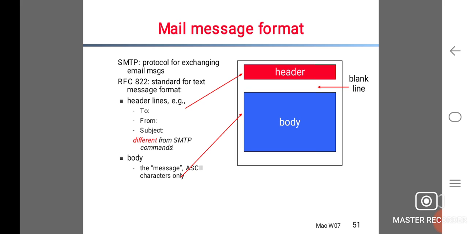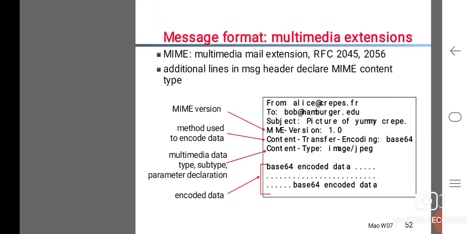Mail message format. SMTP is the protocol for exchanging email messages. RFC 822 is the standard for text message format. Header lines, for example To, From, Subject, are different from SMTP commands. The body is the message, ASCII characters only. Here the header is above, then a blank line, and the body.